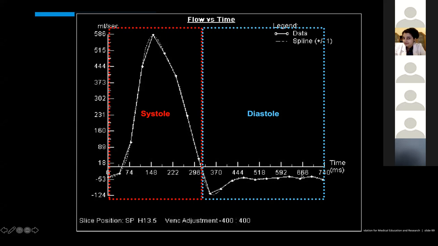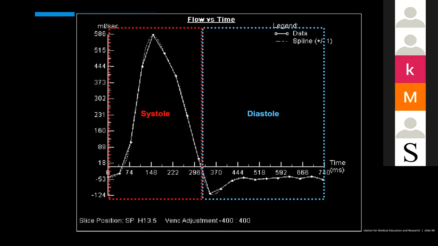And then we typically will report this as a fraction of the forward flow, giving you a regurgitant fraction. And using that regurgitant fraction, you can then grade the severity of aortic regurgitation.